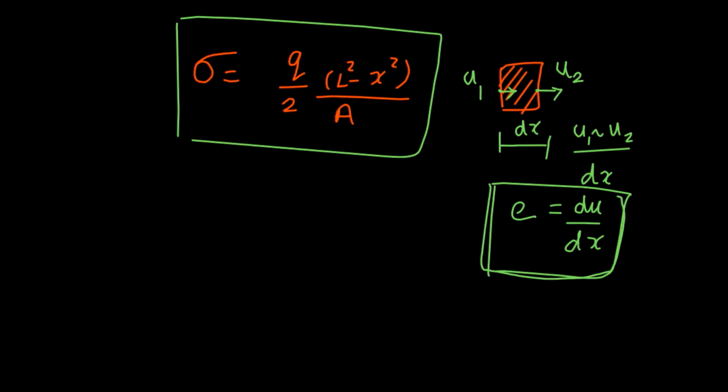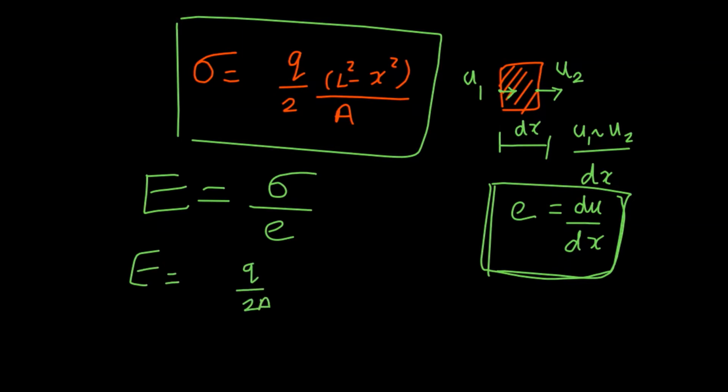Having defined stress and strain, I can now relate them. The relationship is Young's modulus, which is stress divided by strain. So Young's modulus is equal to stress, q by 2A into L squared minus x squared, and the strain is du by dx. Go ahead and mathematically just move the objects. Mathematics is just like moving objects. Let us see what happens to this equation. Take the denominator and put them on the left hand side. So what you are going to get is 2AE into du by dx.